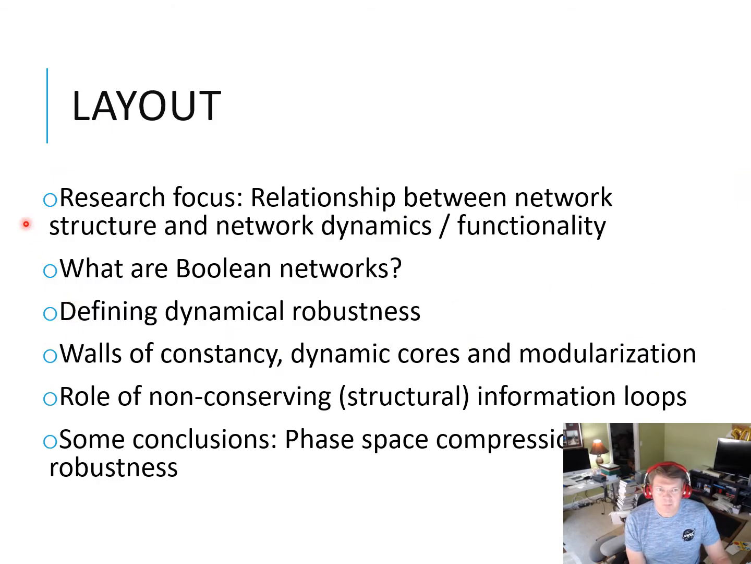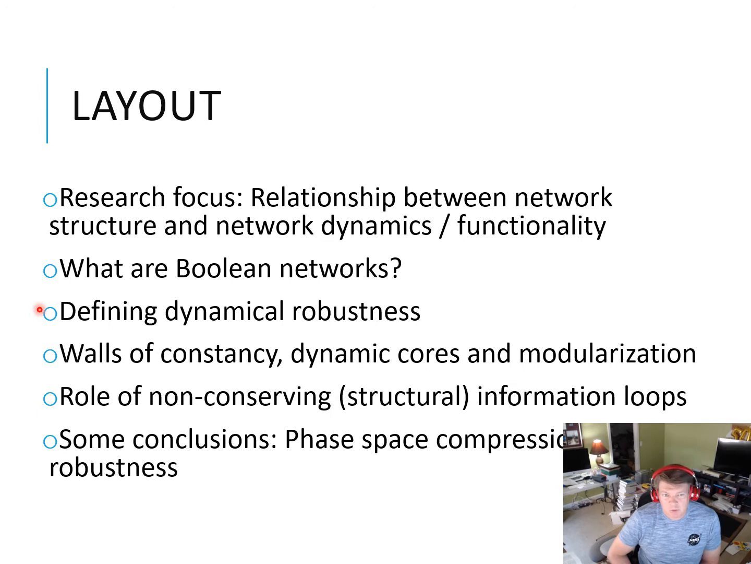So what we're going to do, first we're going to consider a little bit. This is kind of my research focus for a while now. It's been the relationship between network structure and the network's dynamics or its functionality. Much of this research has been done with Boolean networks, which are a particular type of abstract, complex, dynamic network that, although fairly simple, do demonstrate much of the behavior you see in more complex systems. We'll also define what we mean by dynamical robustness in these systems.